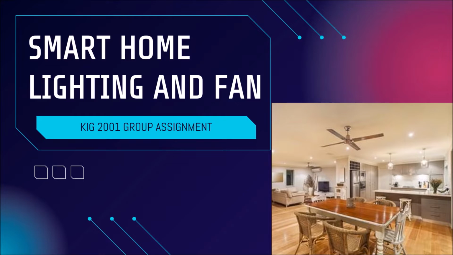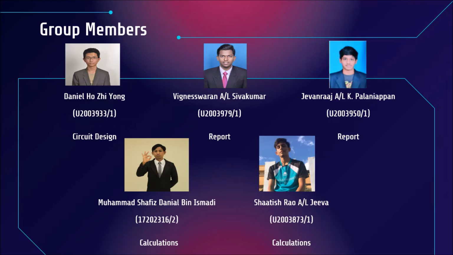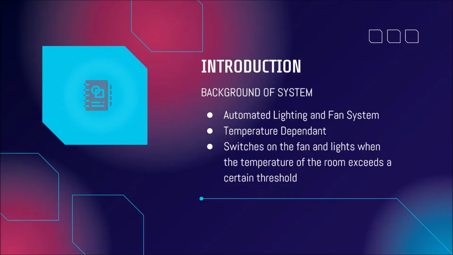U2003979/1. This is the group presentation for the subject KIG 2001 Fundamentals to Electrical Engineering. The topic of our choice is smart home lighting and fan. These are the group members of this group assignment along with their contributions to the reports, the slides, and the calculations. Let me start off by the introduction of our assignment.